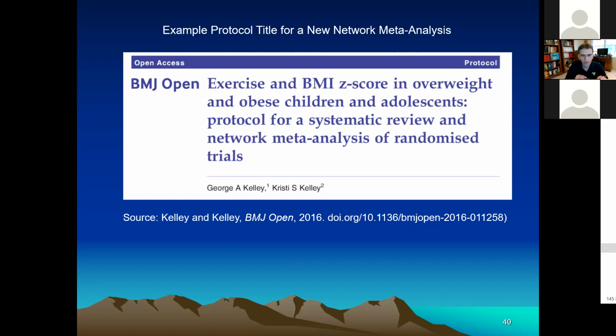They are much more difficult to do than a traditional meta-analysis.